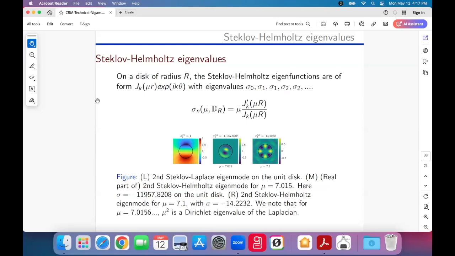This is for wave number 7.015. So I've taken parameter mu equal to 7.015. I change it a little bit. I now go to mu equals 7.1, and you get the figure on the right. Okay. So for those of you that were at the talk today in the GEM mini course on analyticity with parameters, that's clearly not analytic. Right?